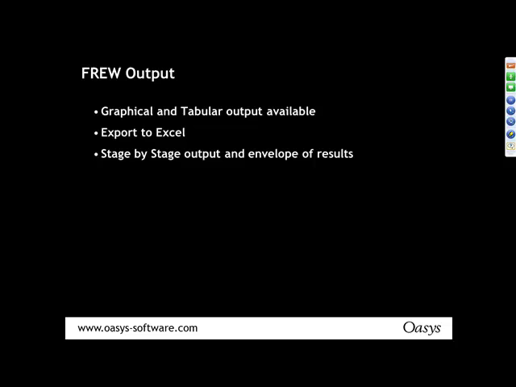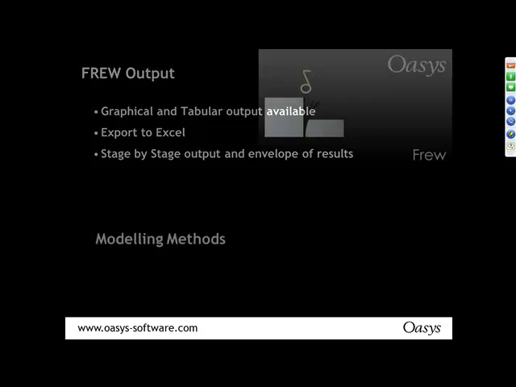Once you set up the model, you get very good outputs from Frew as well. There are graphical and tabular outputs available. You can export the tabular outputs to Excel, so should you want to do more advanced analysis, you can do so. You can also, for example, print out graphical outputs just for one particular stage, or you could print out graphical outputs, say, for an envelope of results. What this means is that you may have 11 stages, but you want to know your worst case displacement. For this kind of problem, the envelope of results would be very good because it tells you that your maximum displacement for all your stages is this much. So there are also a lot of opportunities with the outputs.